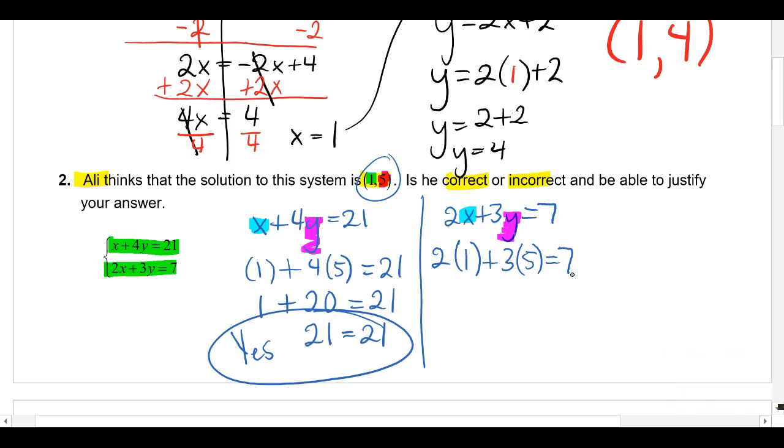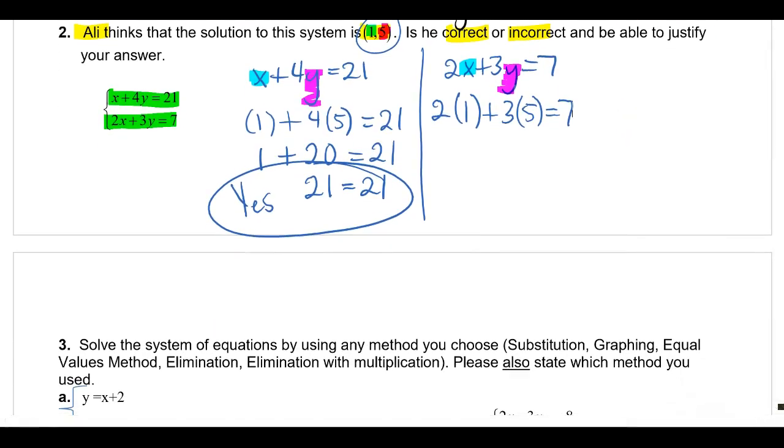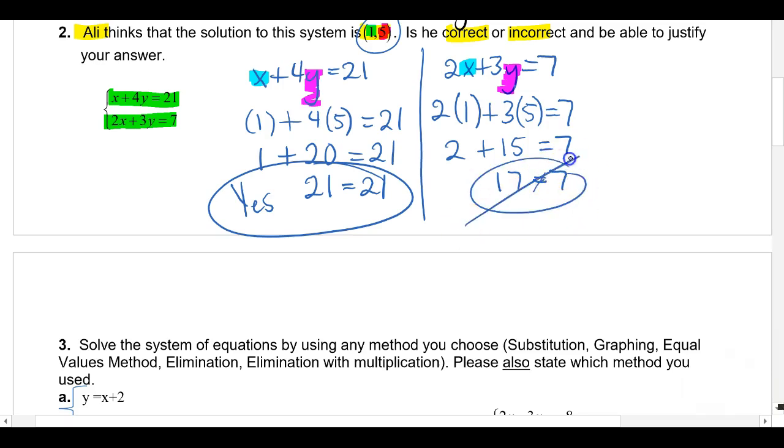And then, let's move this up, sorry. And then we have 2 times 1, and then 3 times 5 equals 7. And some of you guys are already noticing, oh, this isn't going to work. And then we add the 2 and the 15, we get 17 equals 7. But we all know that 17 does not equal 7, right? So that means that this is a no. It does not work for this equation.